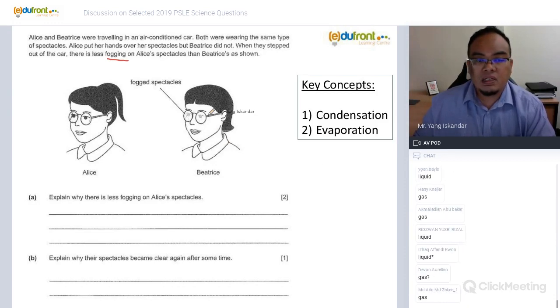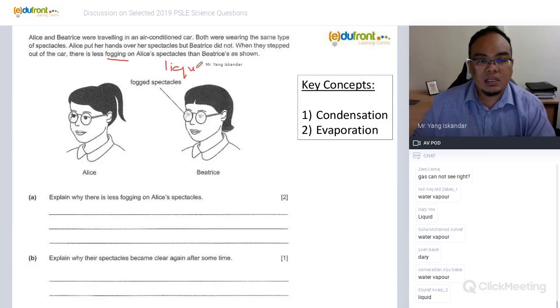Okay, this fog is actually tiny water droplets. They are in liquid state, not gas. Definitely not gas. This fogging that you can see on the spectacles is actually tiny water droplets, very similar to mist. So take note, fog is liquid state. Why do you need to know the state? Because when you answer the questions, you need to know about the change of state. What changes from what state to what state?